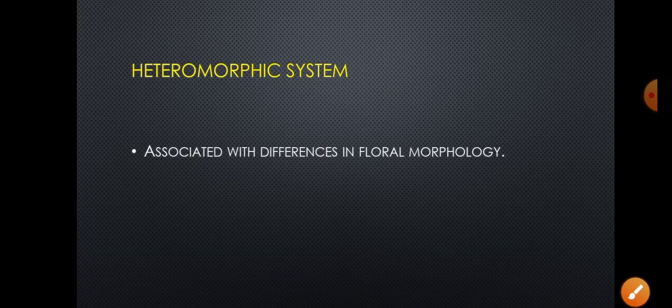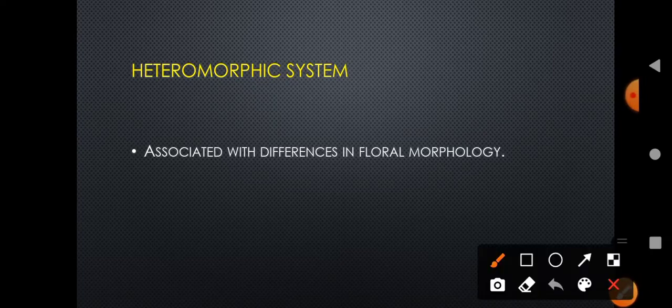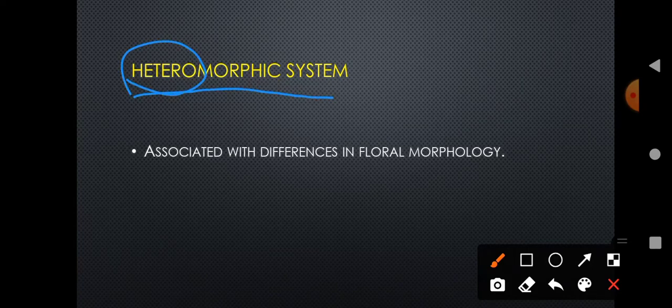So next we have the systems of self-incompatibility. There are two systems of self-incompatibility. The first system that we are going to study is the heteromorphic system. Let us try to understand the term first. What does heteromorphic system mean? Hetero means differences, not same, right? And morphic here indicates the morphology of the plant.